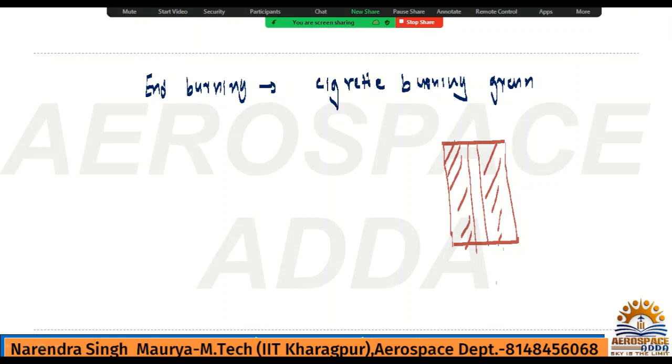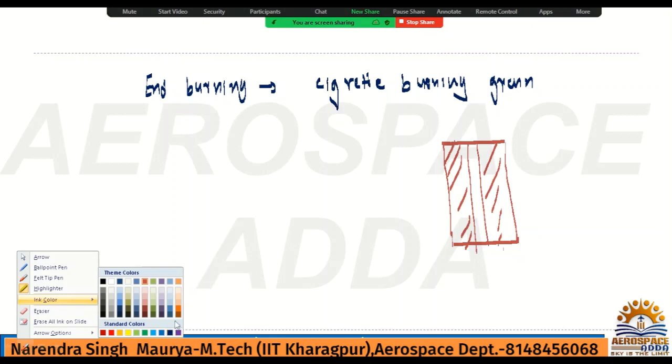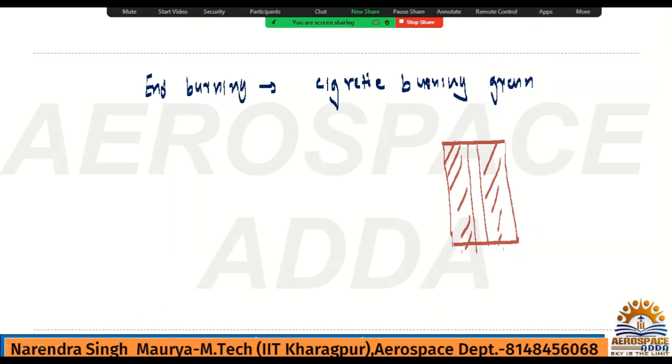End burning means it is going to start here. This is called end burning. Burning is started here and it will move in this direction. That's the reason it is called cigarette burning. See, cigarette burning, no? Here the burning is started like this and it will move in this direction. It is called end burning. Only the diagram you need to understand, that's all.